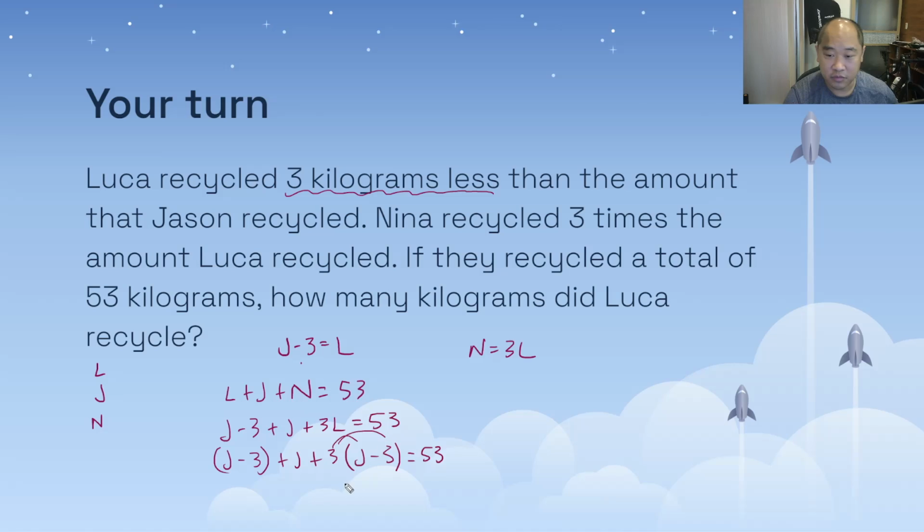So now we can start combining terms here. So first we'll want to distribute this. So this will be 3J minus 3 plus J minus 3. And then we have 1, 2, and then 3 J's here. So that's 5 total J's. And then we have a minus 3 and another minus 3. So that's minus 6. 5J minus 6 equals 53. So add 6 to both sides. 5J equals 59.